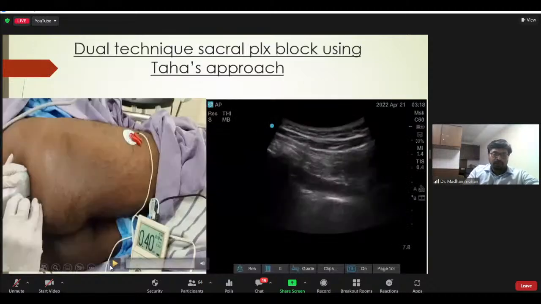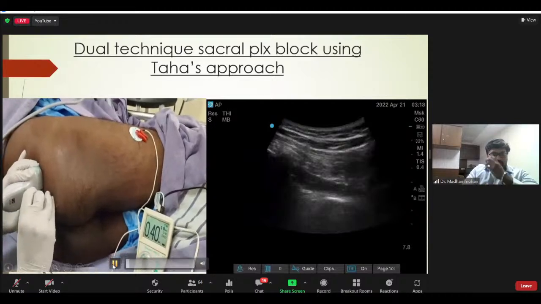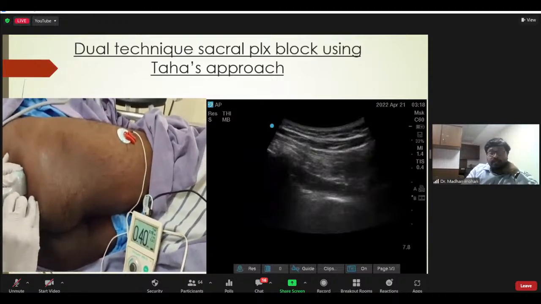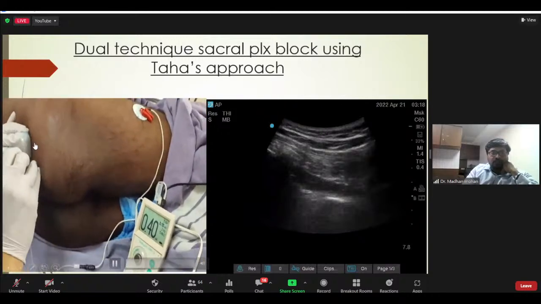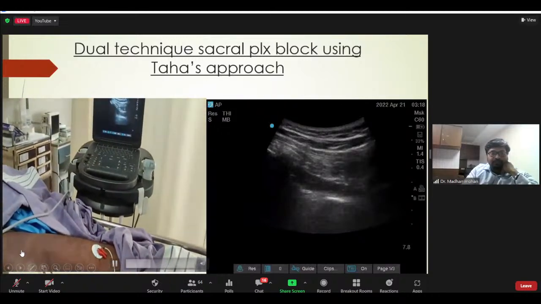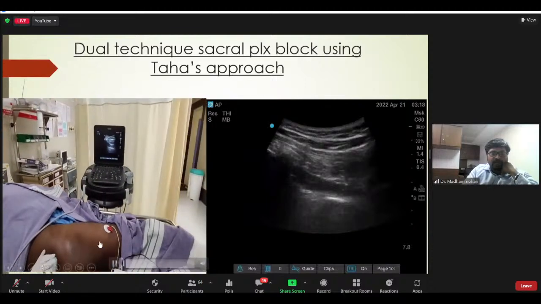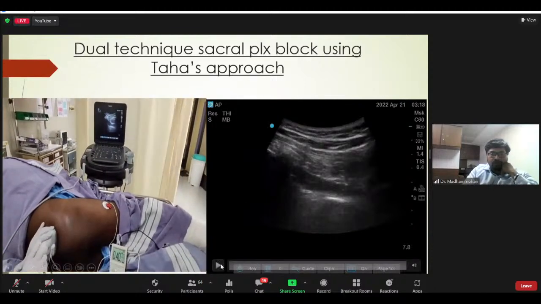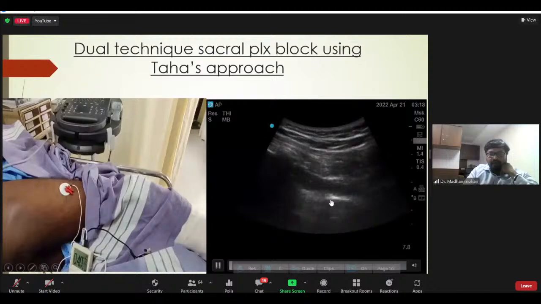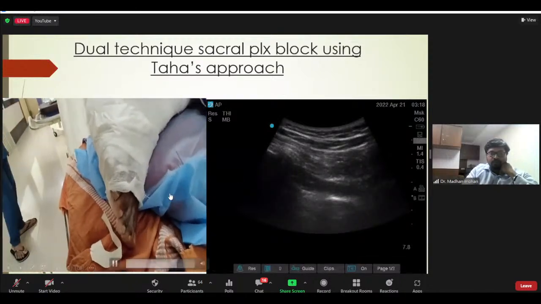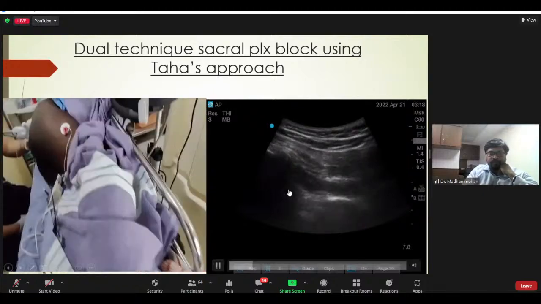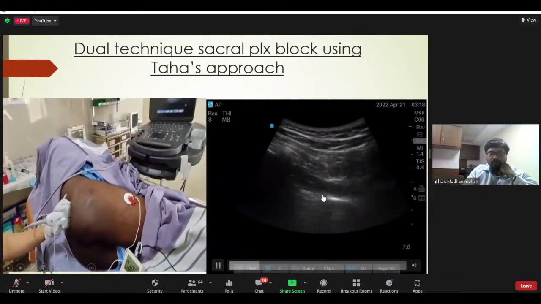So here, this is where we are going to deposit the drug in the parasacral region using the parasacral approach. So we have identified the greater sciatic foramen and the nerve is lying here. Okay. So this is the needle entering. We are doing an out of plane approach.